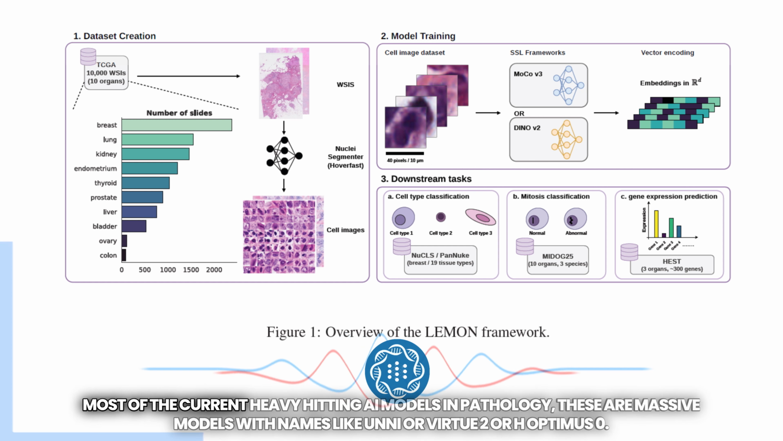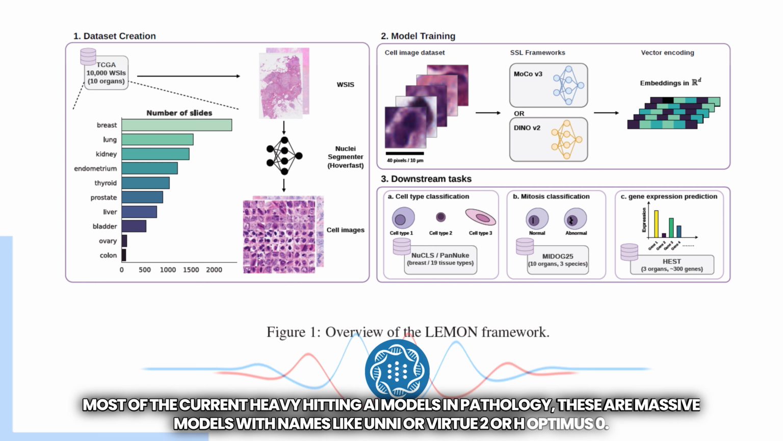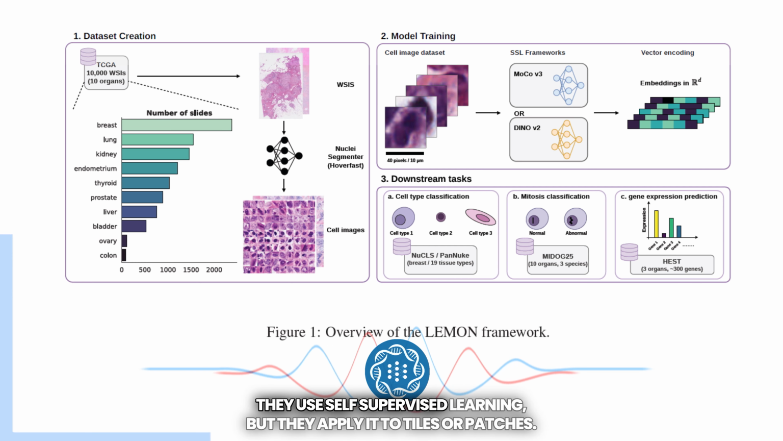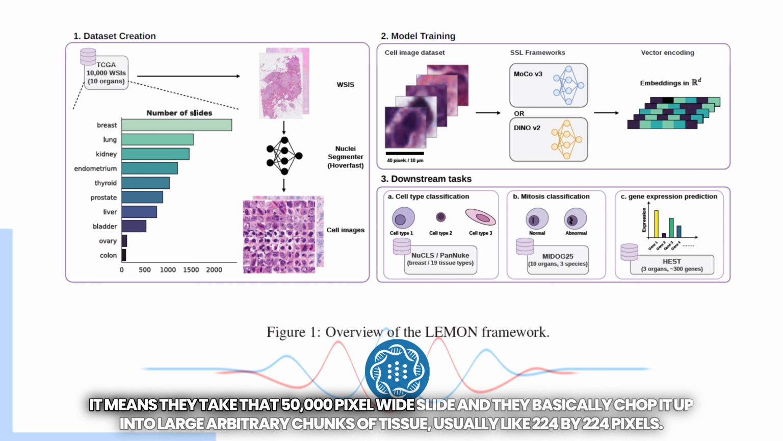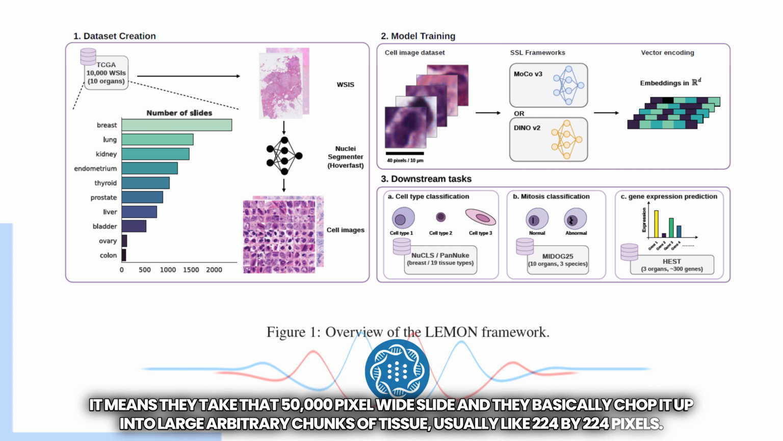Most of the current heavy-hitting AI models in pathology, these are massive models with names like UNI or Virchow2 or H-Optimus0. They use self-supervised learning, but they apply it to tiles or patches. Okay, so what does that mean exactly? It means they take that 50,000 pixel wide slide and they basically chop it up into large, arbitrary chunks of tissue, usually like 224 by 224 pixels.